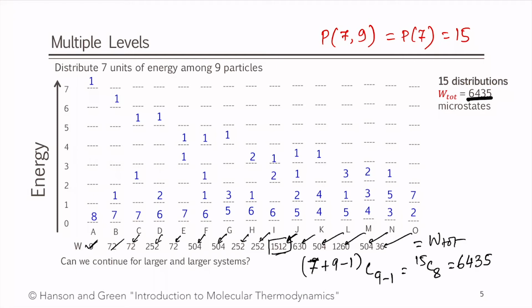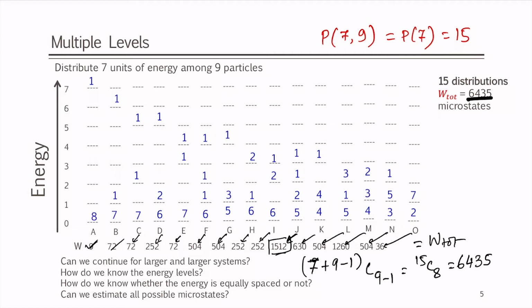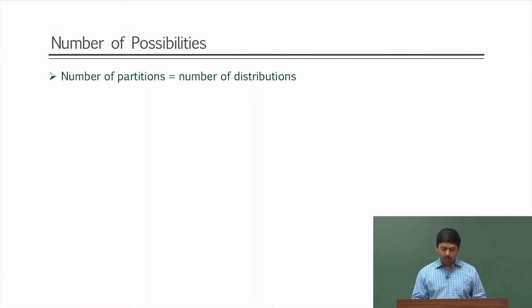Now, can we continue for larger and larger systems like this? How do we know the energy levels and how do we know whether energy is equally spaced or not? That is the thing that you have to consider. And can you estimate all possible microstates? We will come back to these questions, but with some more examples.